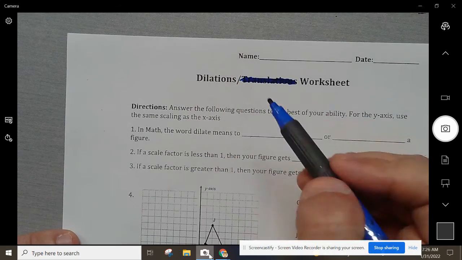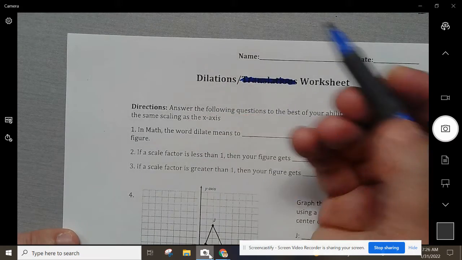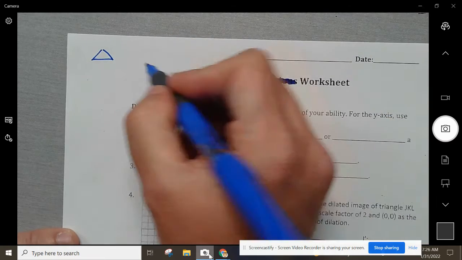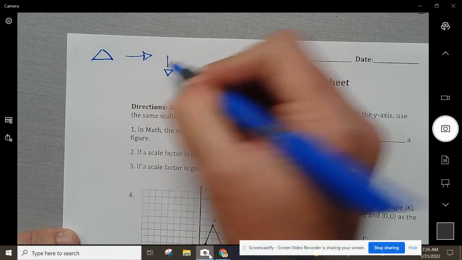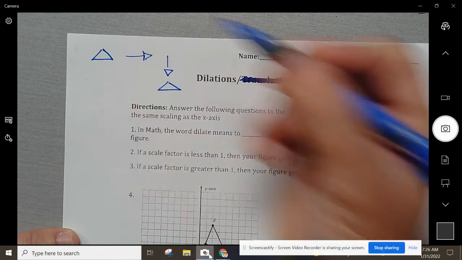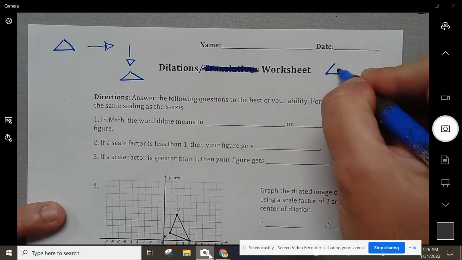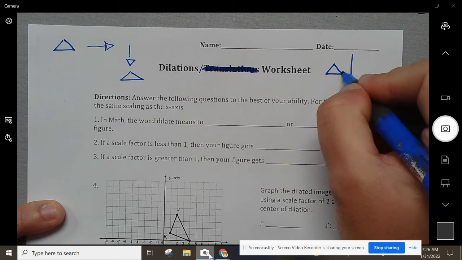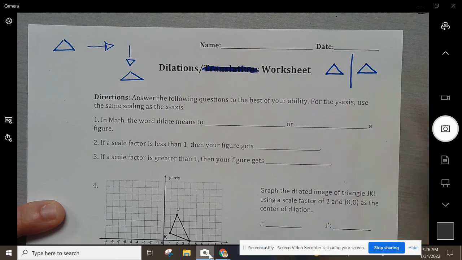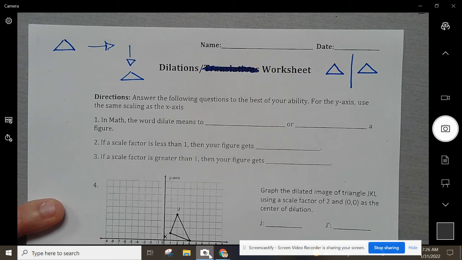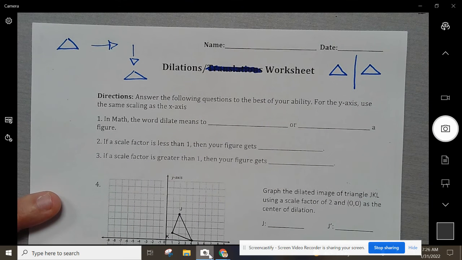Remember, a translation is a slide. If it's going here, then we go to the right, and then maybe down, and it's that same image, right? That's a translation. And then a reflection would be, say I have a triangle here, we're going to flip it over, okay? And now we're dealing with something called a dilation.